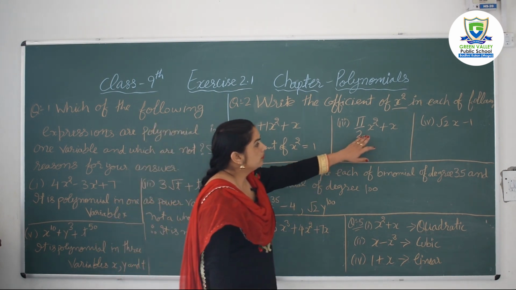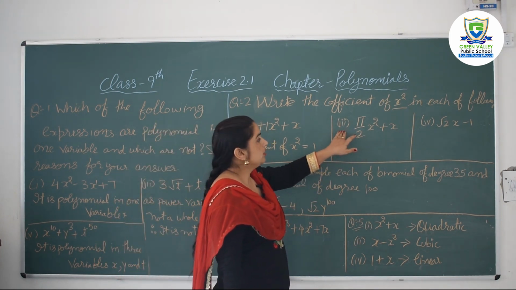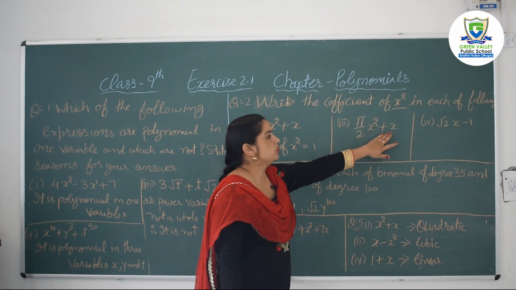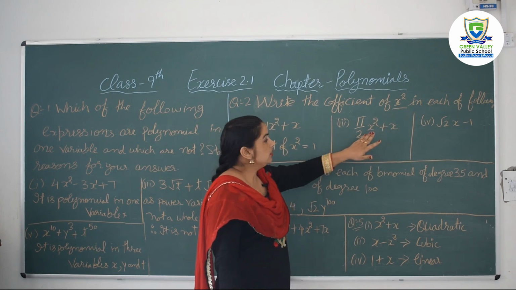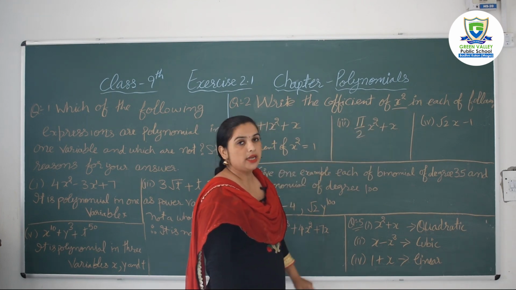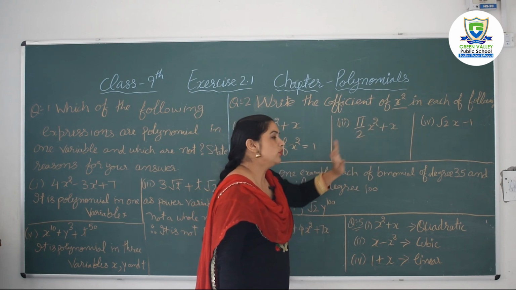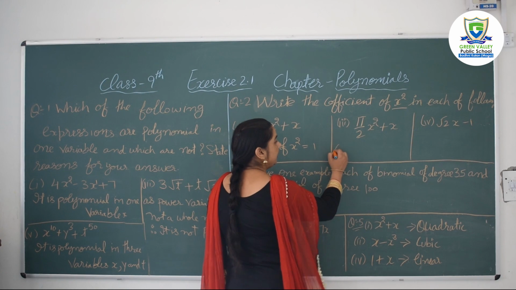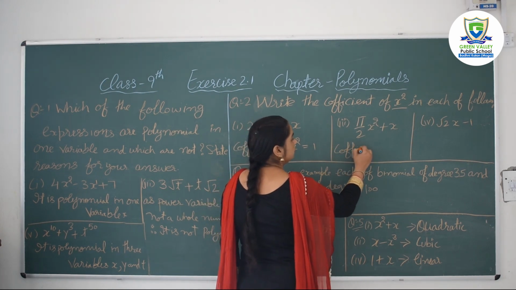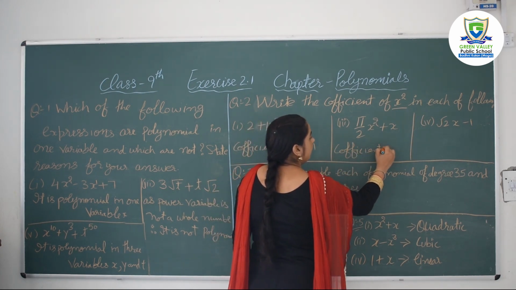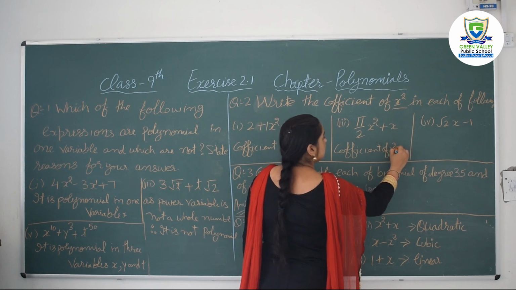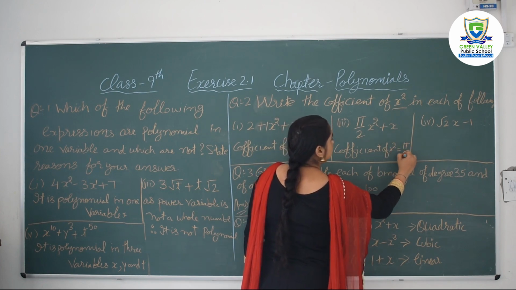In the same, here third part. In this it is pi over 2x square plus x. In this, student, if you can check, x square coefficient will come pi over 2. So we'll write coefficient of x square is equal to pi over 2.